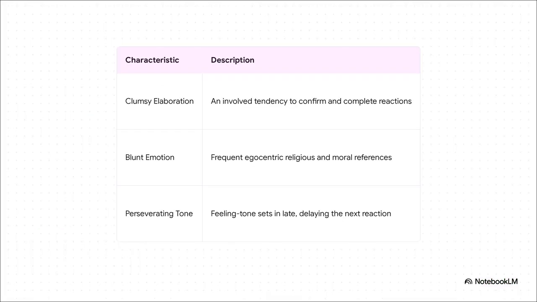Well, the final analysis boiled it down to 3 key peculiarities that really defined this specific epileptic character. First, his clumsy but intense need to over-explain everything. Second, his blunt and totally egocentric emotional references. And third, most importantly, that critical delayed emotional echo, the perseverating feeling tone.